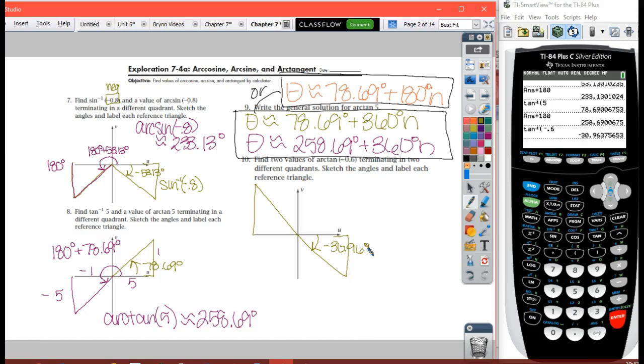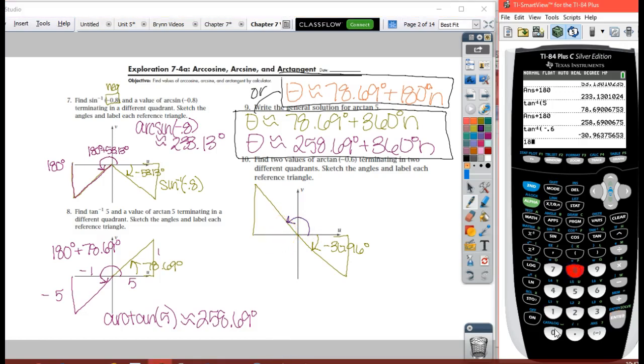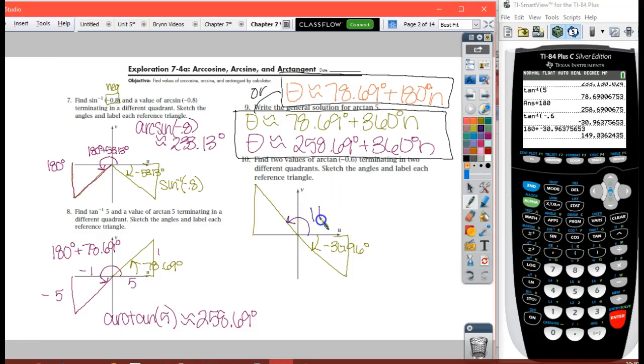So the other answer for arctangent would be going in this direction, and notice that we are short of traveling 180, so I'm going to take 180 minus or plus the negative version of that angle, and this will give me my other answer, which ends up being 149.04 degrees. So these are the two values for arctangent that we can see in different quadrants. And again, from here we could write these as general solutions to find more.